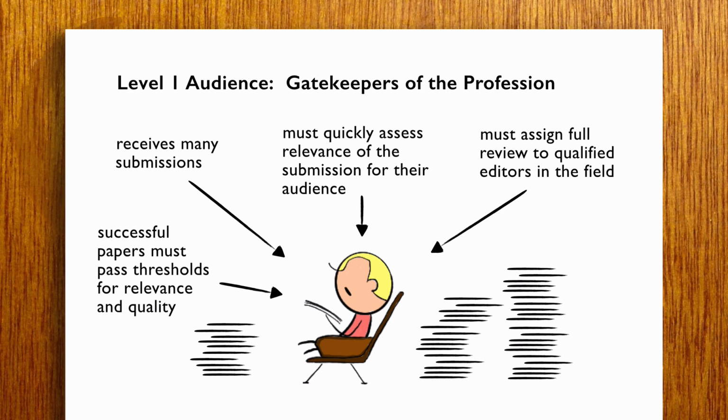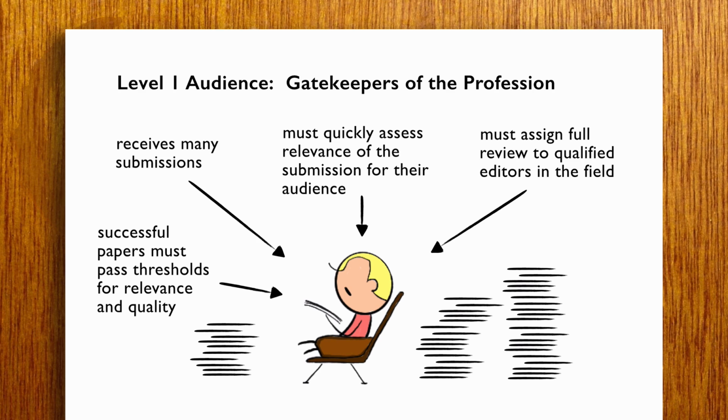Their reports are sent back to the editor, who then makes a decision about whether the submission should be published, accepted for publication conditional on making certain minor changes, sent back to the author with a recommendation to revise and resubmit, or reject the submission outright. That's your level 1 audience.